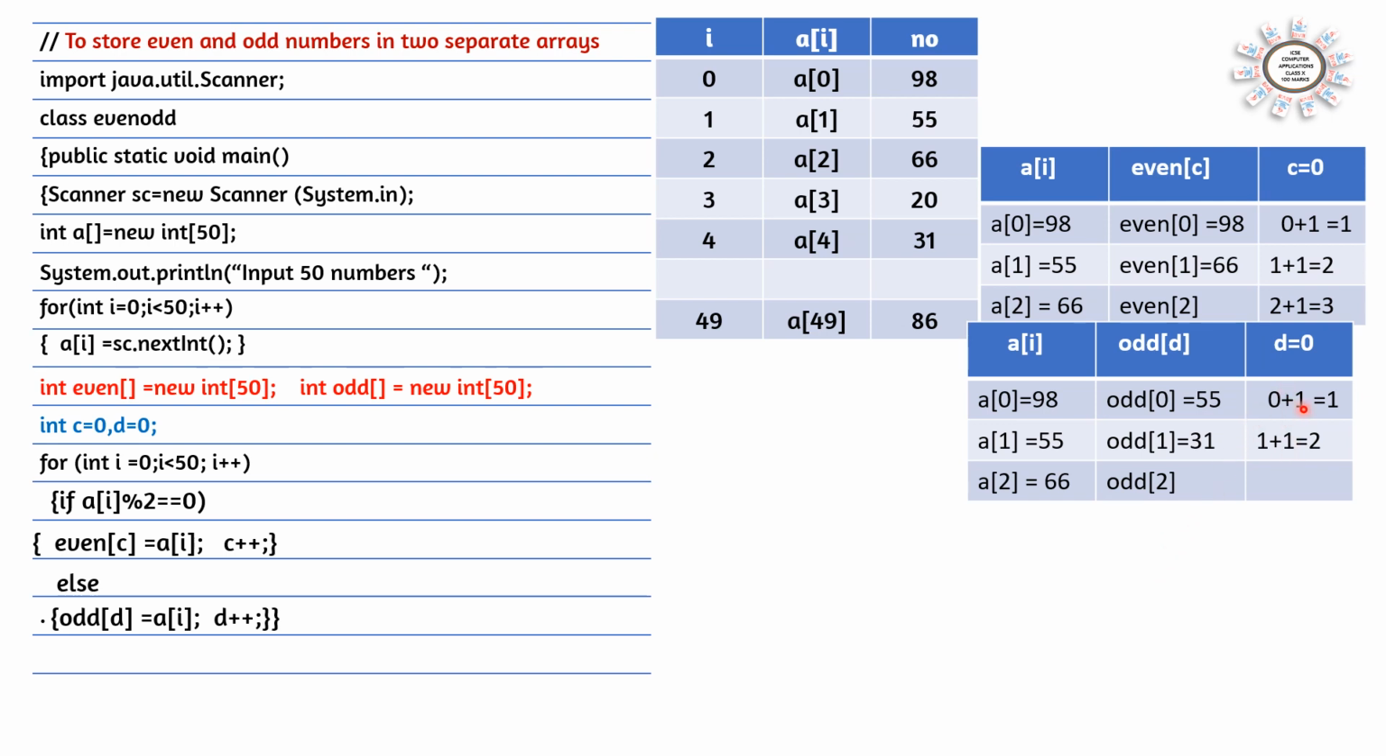So we are increasing the value of D according to the number. D will become 0, 1, 2, 3. As soon as your number is stored, it will become 1, 2, 3. And odd of D is equal to 2.